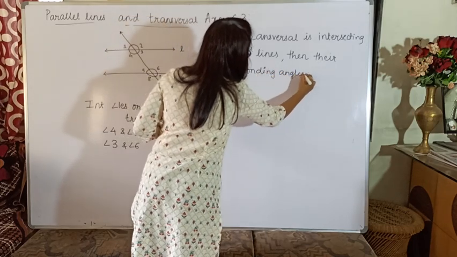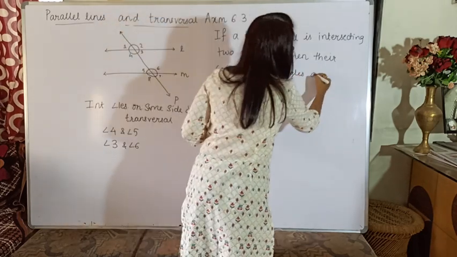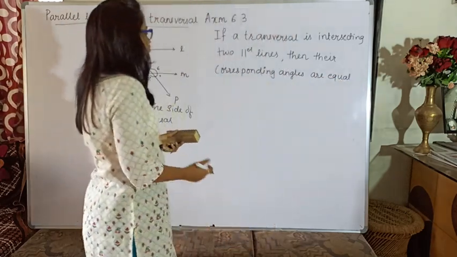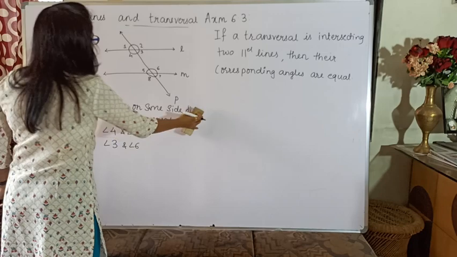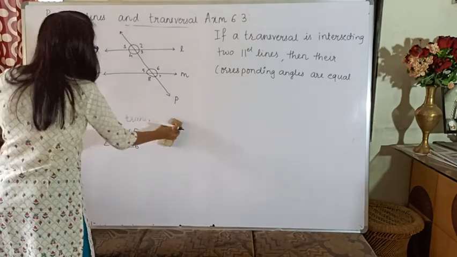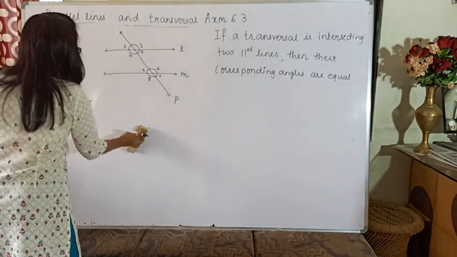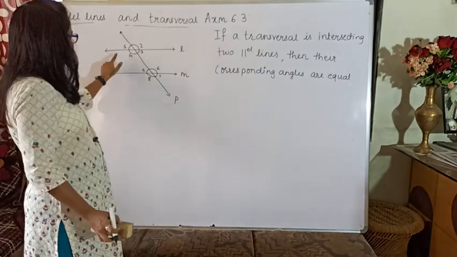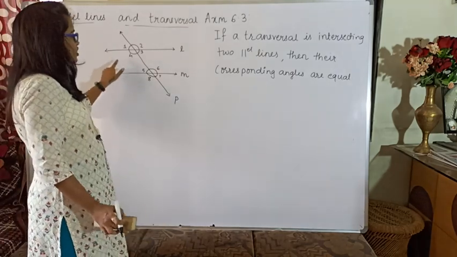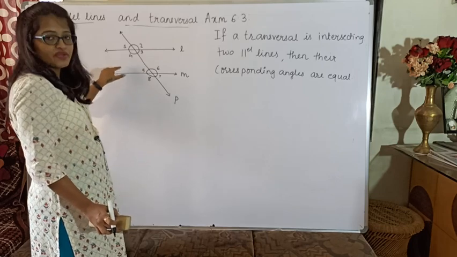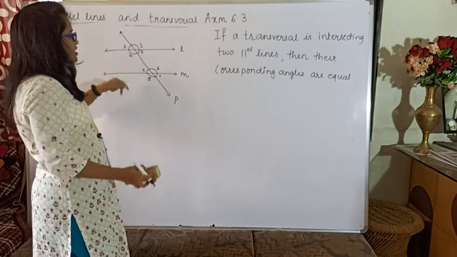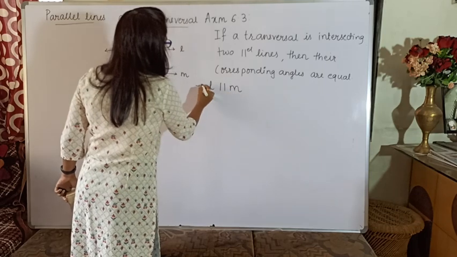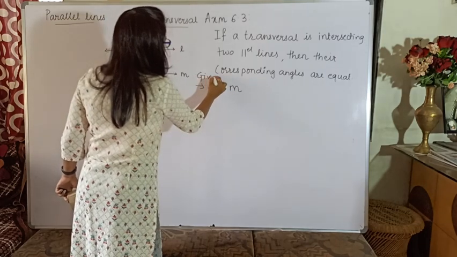Now just now we have seen what the corresponding angles are. We have just found out the pairs. Now we have to find the relation between those pairs, whether they are equal or supplementary. According to the axiom, if a transversal is intersecting two parallel lines, considering the previous figure, in this case line L is parallel to line M. So this is the given condition.